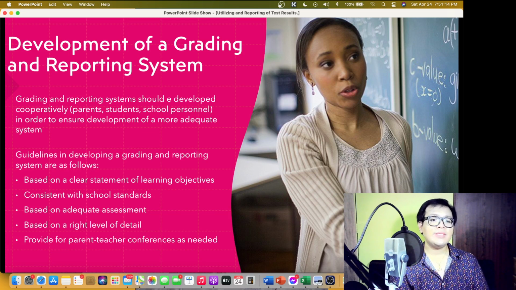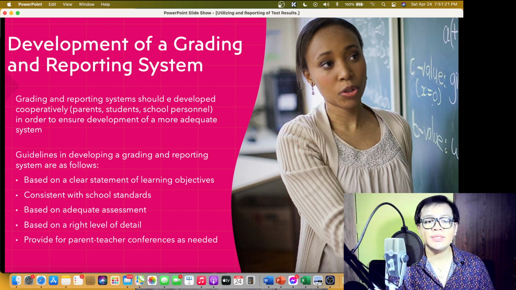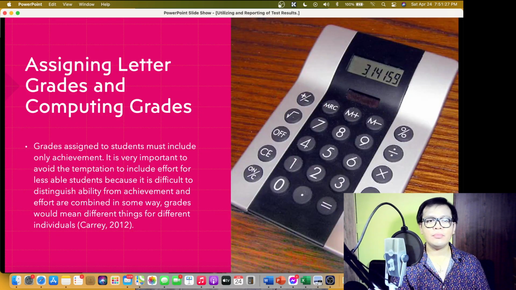So first, base it on clear statements of learning objectives. You also have to be consistent with the school standard and base it on adequate assessment. Base it on the right level of detail and provide a teacher conference as needed. So, assigning letter grades and computing grades.